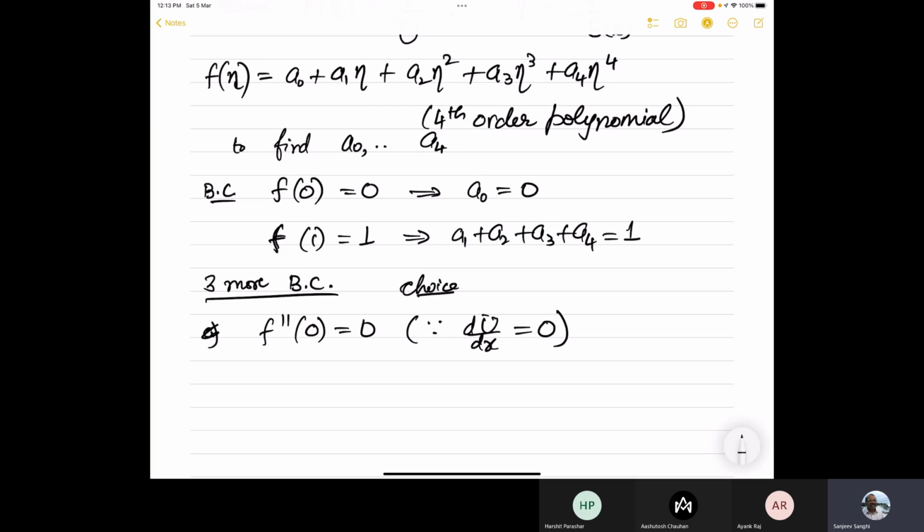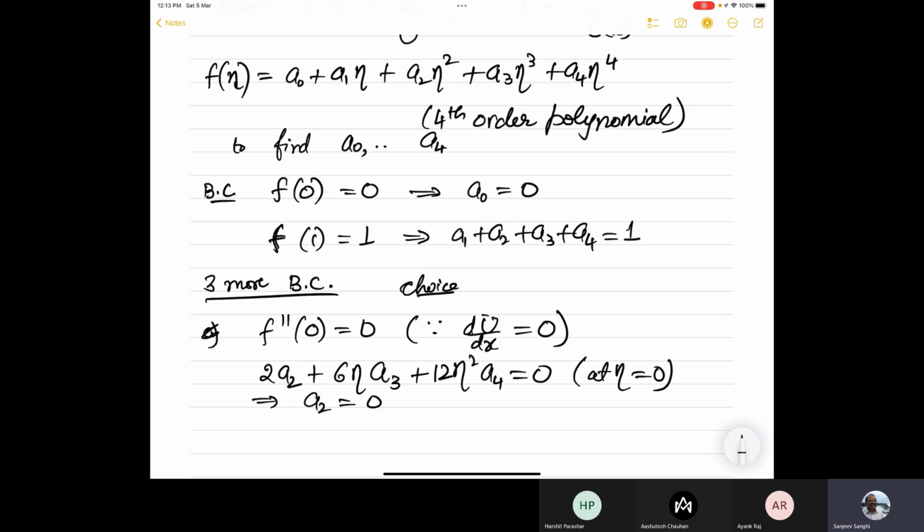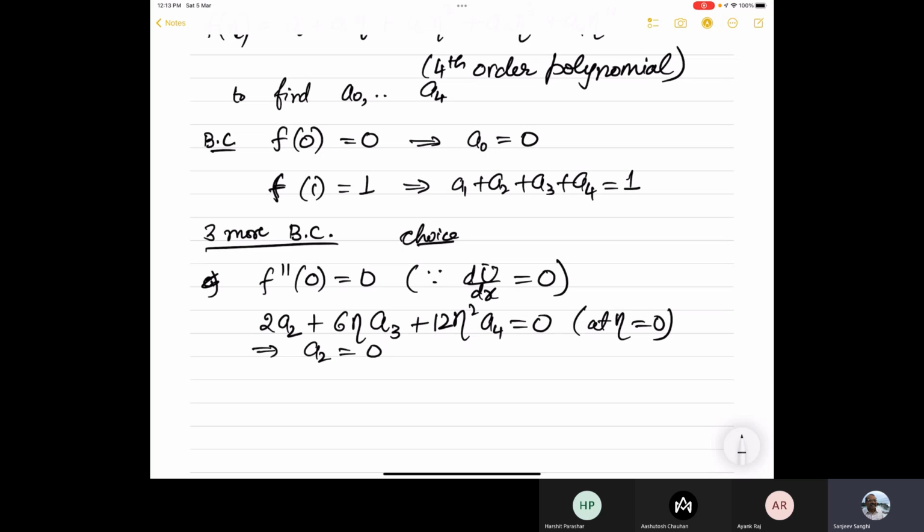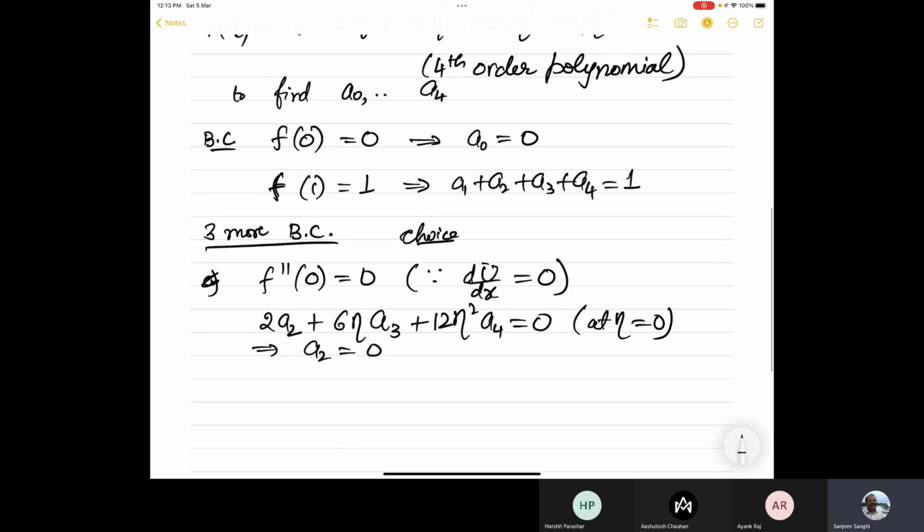And when I do this, I get 2A2 plus 6 eta A3 plus 12 eta square A4 is equal to 0 at eta is equal to 0, and this will imply A2 is 0. So we had four equations. One equation comes from A1 plus A2 plus A3 plus A4 is equal to 1. Then we get A2 is equal to 0.